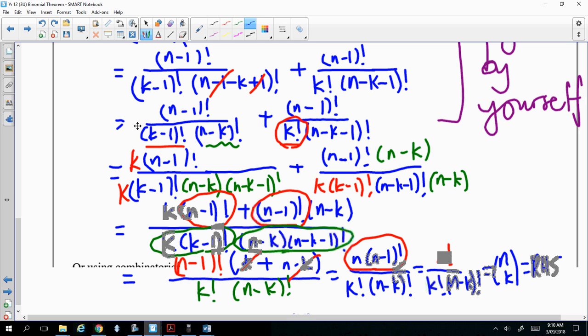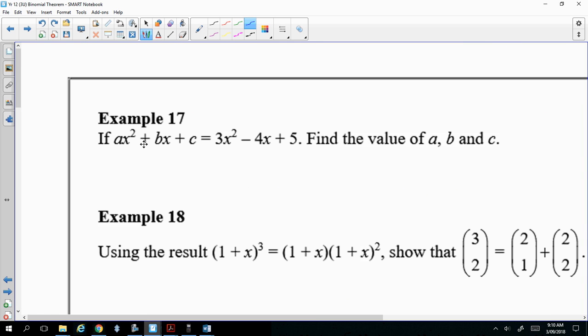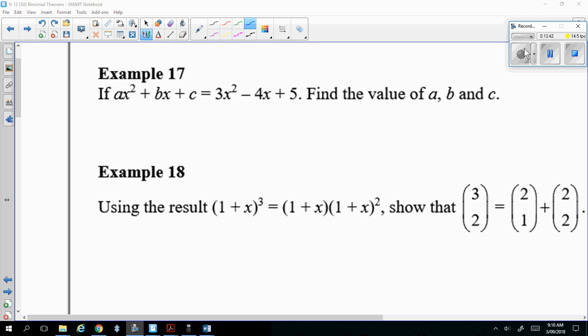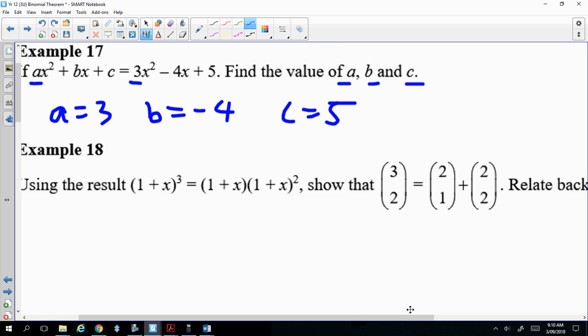Alright, we're going to move on. Next page. Okay, next page is ask you to find the value of A, B, and C. So this is pretty easy. You just write A equal to 3, B equal to -4, C equal to 5. That's an easy example. And that relates to the next example we're going to do. Hopefully you've done this type of proof. So let's do that, comparing coefficients. So we can prove this. Relate back to the Pascal's triangle.